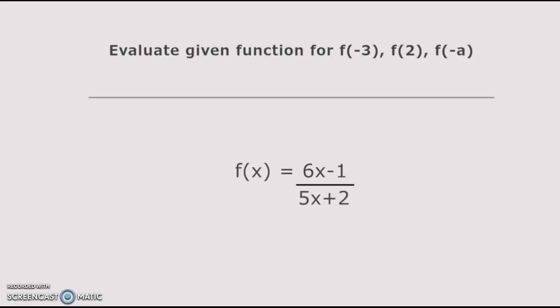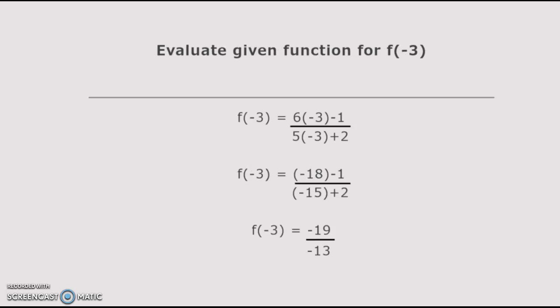We're going to evaluate the given function for f of -3, f of 2, and f of -a, for the function f of x equals (6x minus 1) over (5x plus 2). So the first one, we are going to evaluate the given function for f of -3, and we are going to input -3 as your input value.